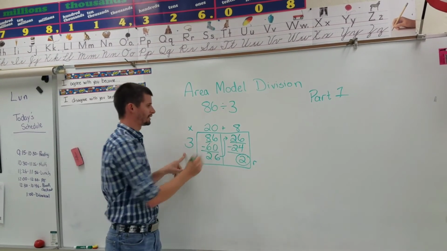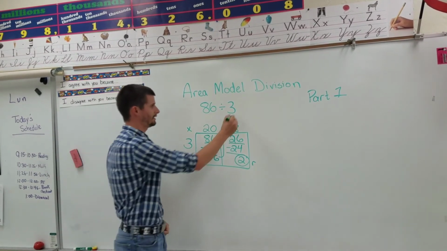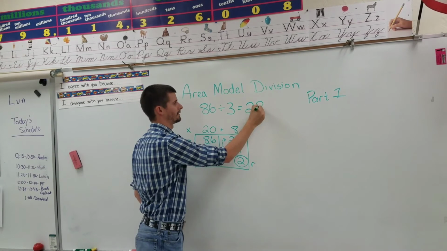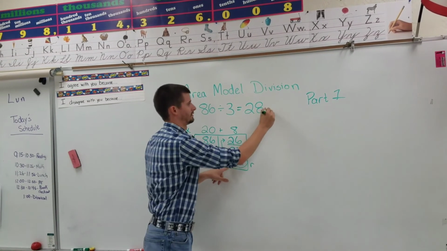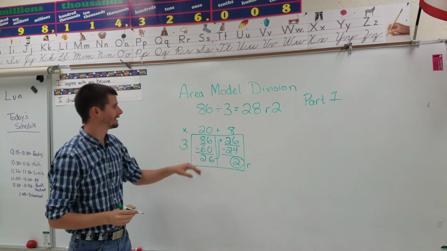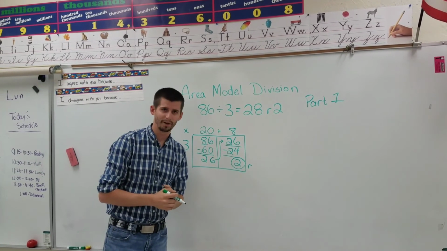So my quotient is the sum of the numbers on the top. So I have 20 plus 8, that would be 28. And my remainder, anything that's left over, is remainder 2. So the answer to the division problem, 86 divided by 3, is 28, remainder 2.